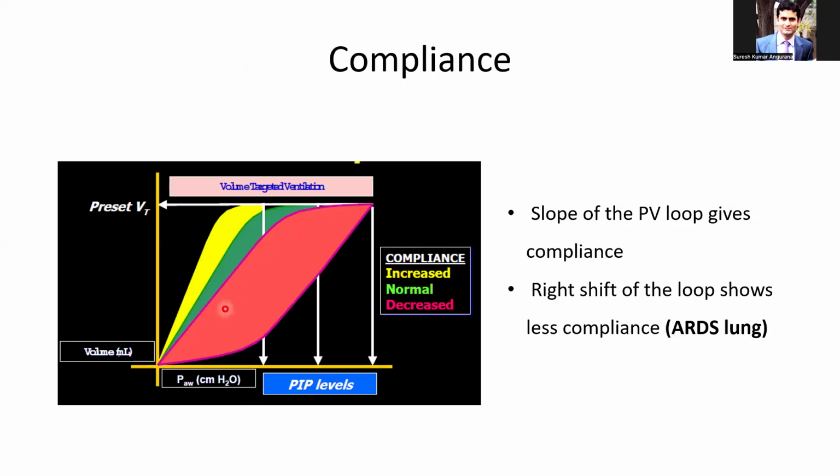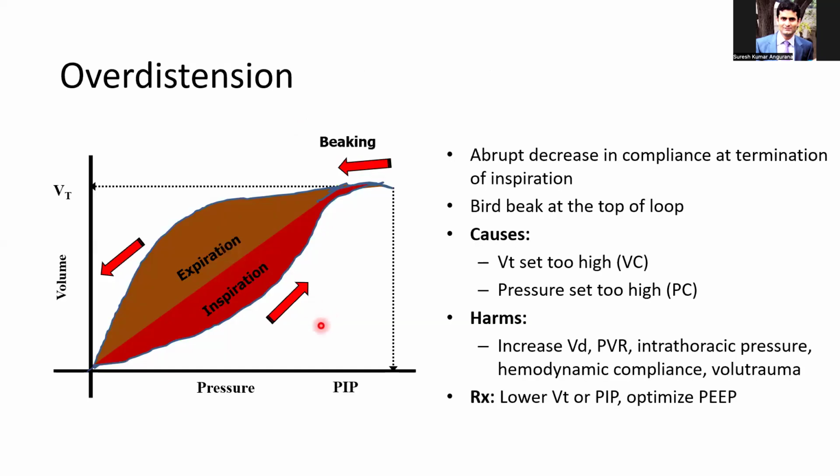So we can have some information about the compliance. If there is a rightward shift of the PV loop, it indicates that there is a decrease in compliance. But if it is a leftward shift of the PV loop, it indicates that there is an increase in compliance. We can see overdistension as a weakening of the terminal part of the inspiratory limb of the PV loop. It is commonly seen if we are setting too high a tidal volume or too high a pressure.